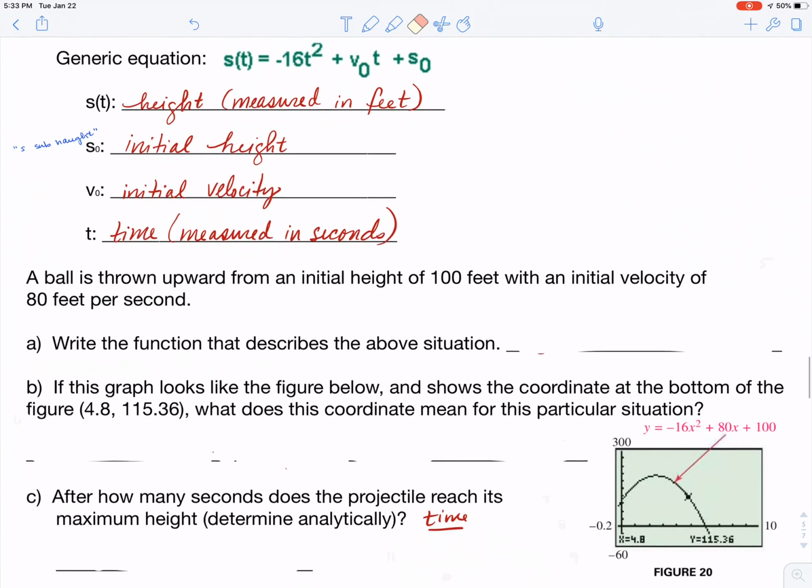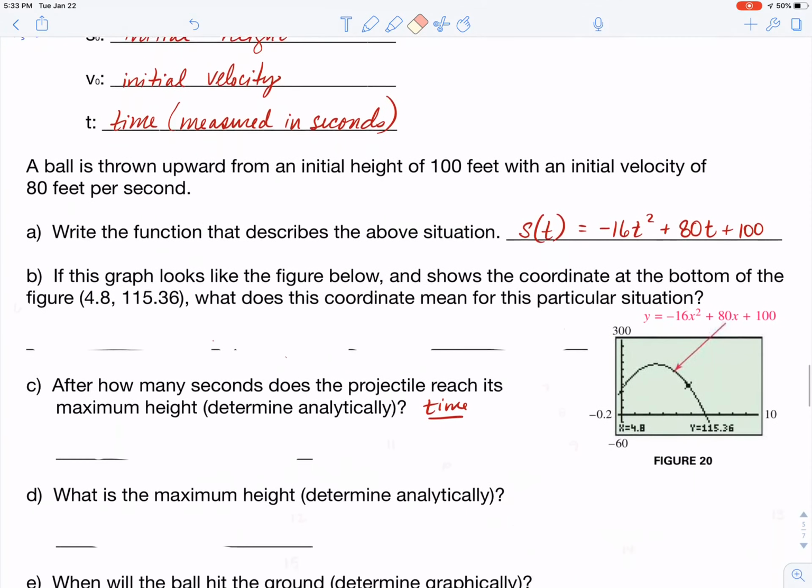So we have an example here that says a ball is thrown upward from an initial height of 100 feet, with an initial velocity of 80 feet per second. And you're asked to write the function that describes the above situation. I would like for you to pause the video right now and write what you think is the function in the blank for part A, using what you know according to what I just gave you. Now, you've come back and hopefully you've written an equation. The equation that you should have written was s of t is equal to negative 16t squared plus 80t plus 100. Is that what you got?